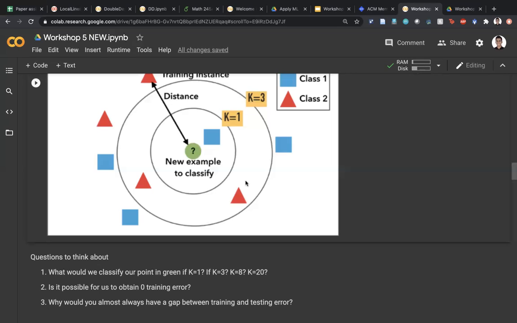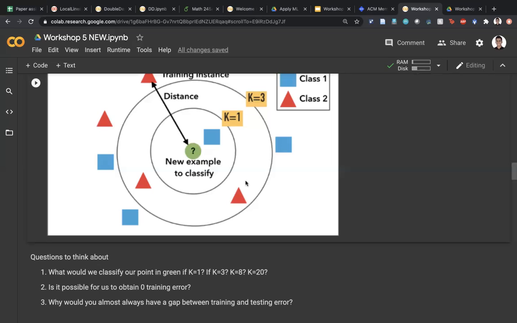And you would not expect such behavior to generalize well, because on the test set, you're most likely going to be able to classify a point correctly only if it coincides exactly with one of your training data points. So it's not the best idea to have K equal to 1.